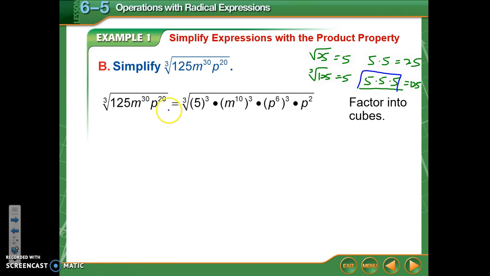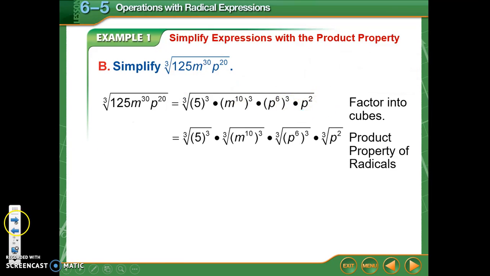So what they're doing here is they're saying, okay, well, 125 is 5 cubed, m to the 30th is m to the 10th cubed, p to the 20th, they're thinking of this as p to the 18th times p squared. Why? Because 18 is a multiple of 3. So p to the 18th is p to the 6th cubed, because 6 times 3 is 18, and then I have this p squared left over. P squared is p times p. There's only 2 of them, and I'm trying to take cube roots, so I can't change anything about that, right?